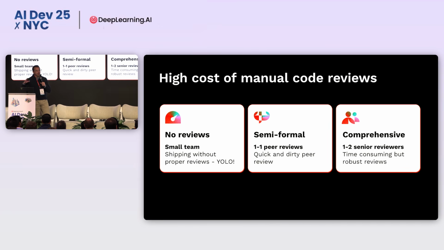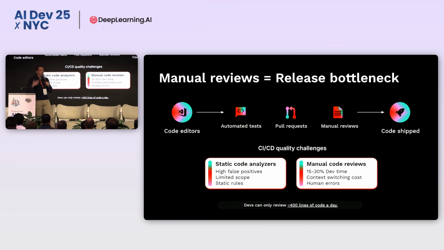And you can start to see, as we as humans review code, there are things that we do. So what did we do to make this system a little bit better for everybody? We started adding automated tests, CI/CD. Now we have static analysis tools added in, with a high false positive rate, limited scope, and obviously static rules, not exactly useful all the time. So manual code review is a huge bottleneck. 15 to 30% of developers' time is spent doing code review. That's a lot of context switching, and for large organizations, that's a lot of expense.